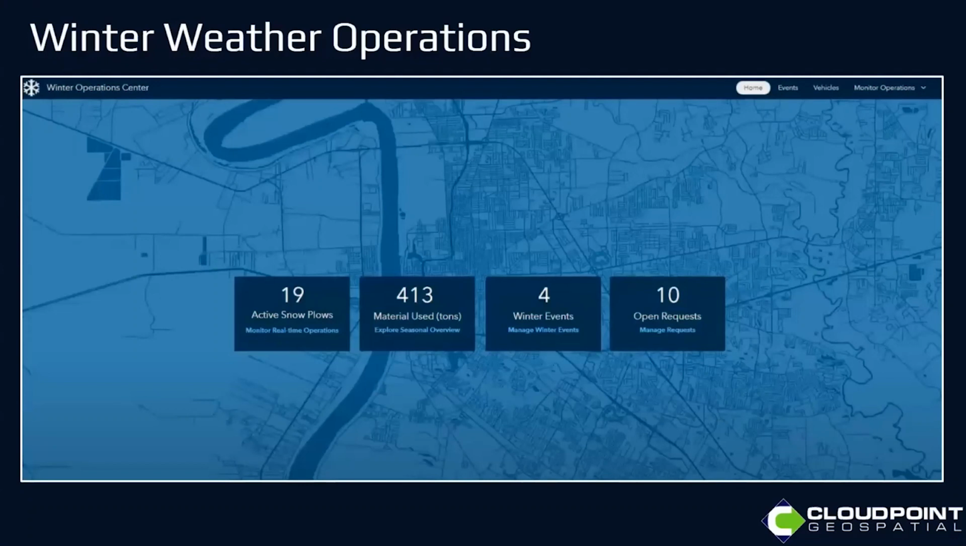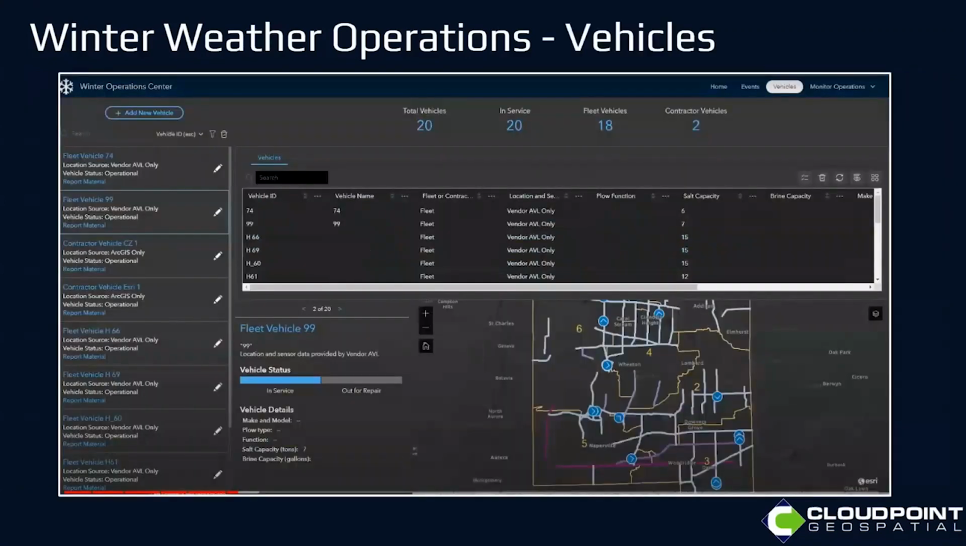This is what the winter weather operations solution looks like. It uses ArcGIS Experience Builder as the landing spot for all relevant applications. We'll take a look at each of the menu options to get a feel for what this solution can do. First, let's take a look at vehicles.